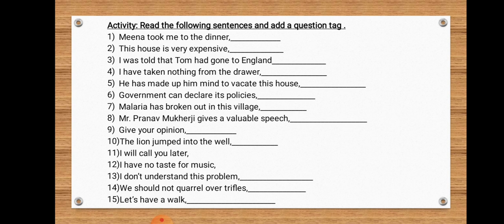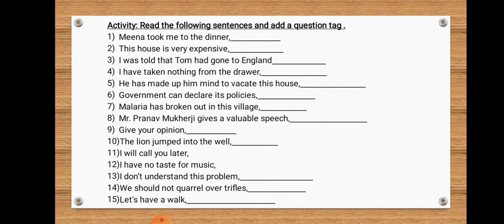Here, nothing is negative. So here instead of haven't I, you should use have I. So see, in a sentence, you must look at the verb and the words used such as nothing, never, or no, not, and then you should decide the tag. So, I have taken nothing from the drawer. So there should be the tag have I.